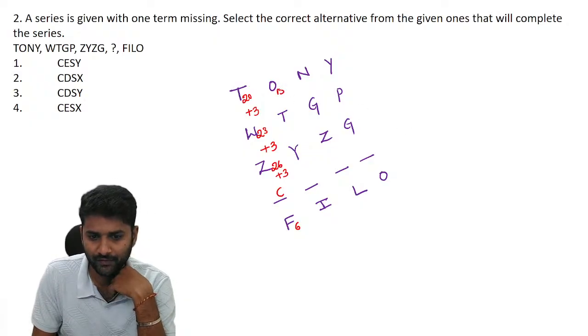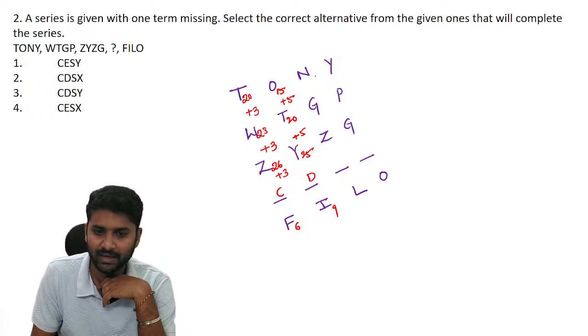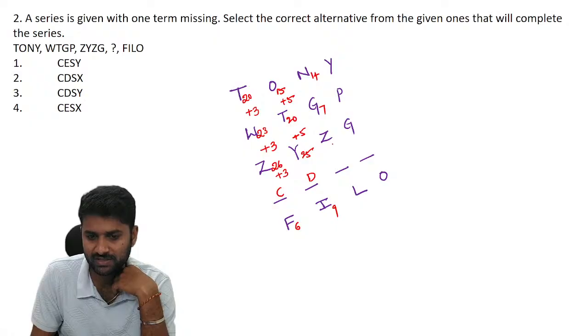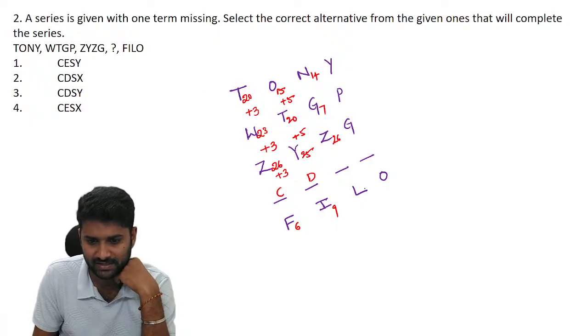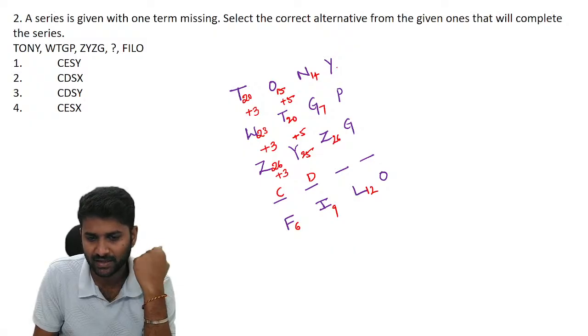Next one: O is 15, T is 20, Y is 25, I is 9. So every time they are adding 5 units. Now 9 minus 5 is 4, so the fourth element is T. Again, N is 14, remember this position, G is 7, W, T, G, P. Now see, N is 14, G is 7, and this is 26 and this is 12. Same way, Y is 26, P is 16, G is 7, and O is 15.